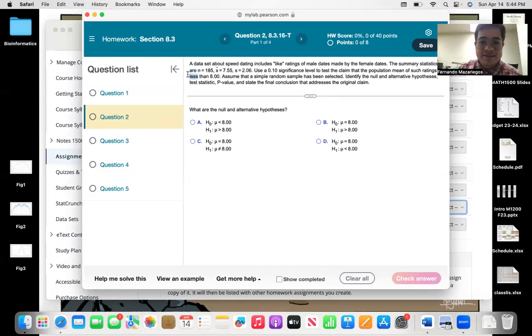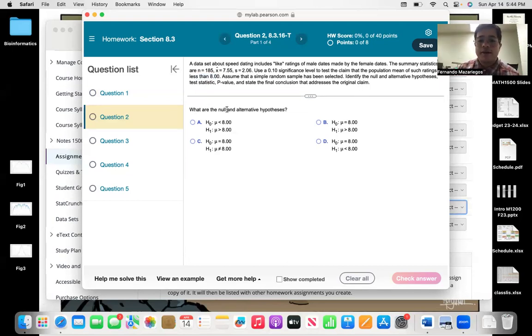It's basically the same process, but we already did an example with equal. So in this case, it's less than. A data set about speed dating includes ratings of male dates made by the female dates. The summary statistics are given. Use a 0.10 significance level to test the claim that the population mean of such ratings is less than 8.00. Assume that a simple random sample has been selected.